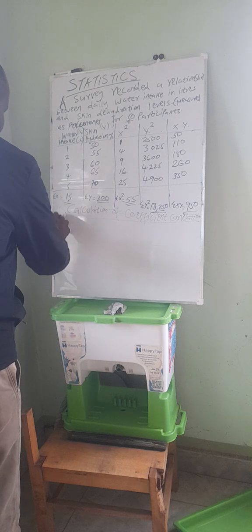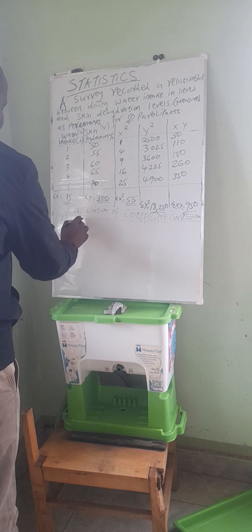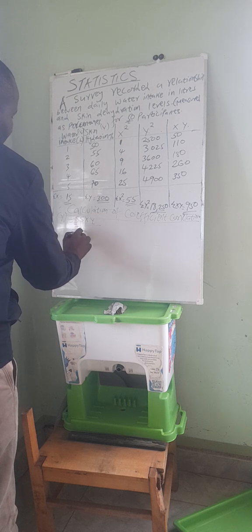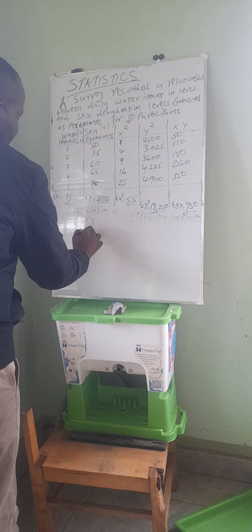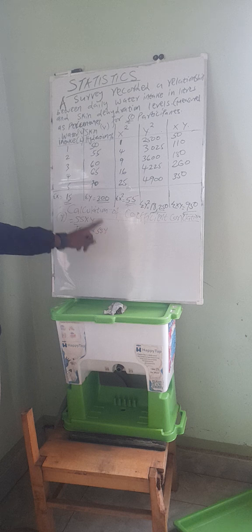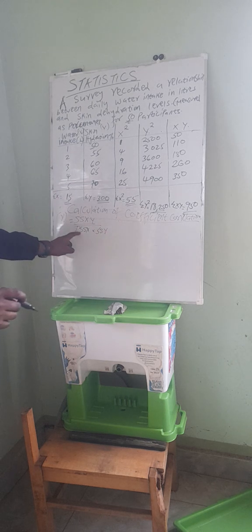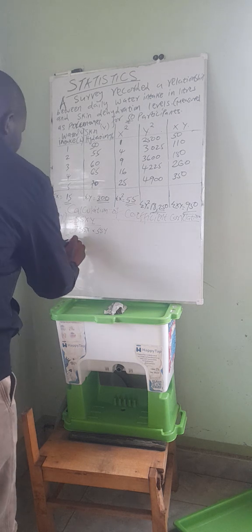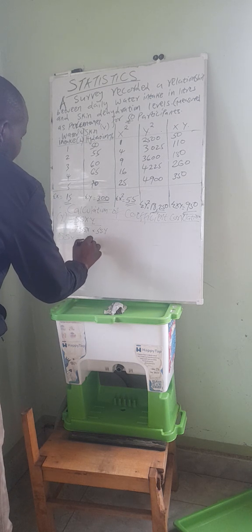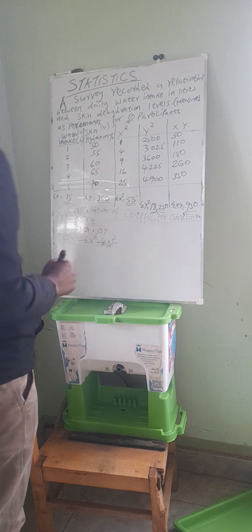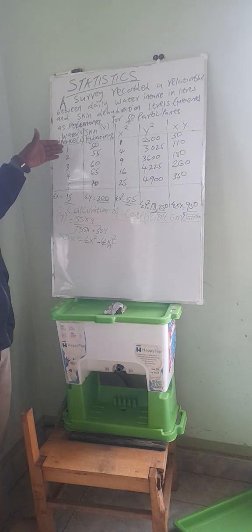Coefficient correlation is represented by R, and R we will calculate as SSXY over the square root of SSX times SSY. How do we find this one? So let's find this one first. How do you find your SSX? You will do summation of x squared minus summation of x into square over n. N is the number of these ones.